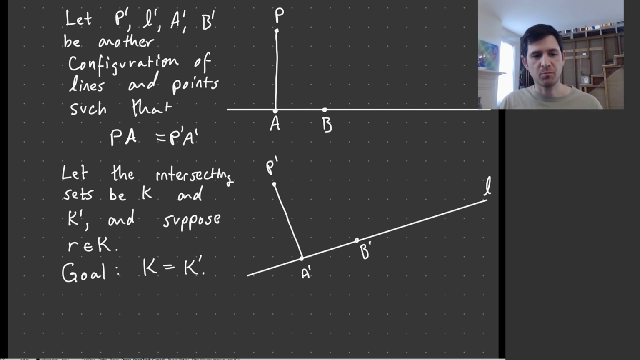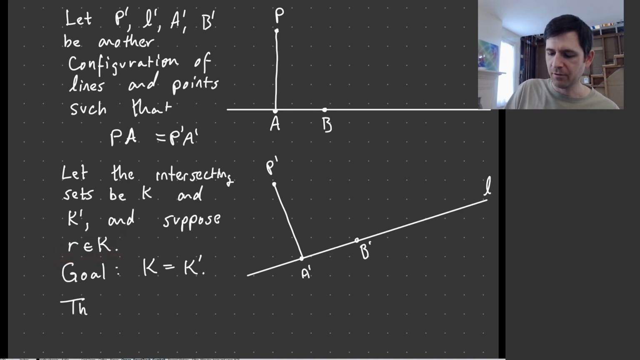So these are two subsets of the real line, the real numbers. If we want to prove that two subsets are equal, we need to prove that K is a subset of K prime and K prime is a subset of K. So the strategy is we take something from K and we show that it has to be in K prime. Then we take something from K prime and we show that it has to be in K. And that'll show that the two sets are equal. So that's why we're starting with something in K, we're now going to show that it's also in K prime.